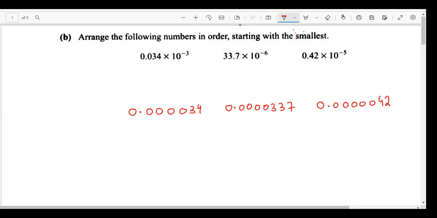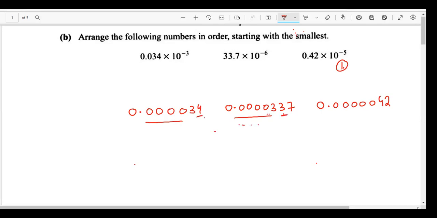It's very obvious. The smallest number is 0.00000042. This one is the smallest. Then the second smallest is, we have 0.0000, 0.000. This part is same. Then we have 3. Then we have 3. And here we have 4. And here we have 3.